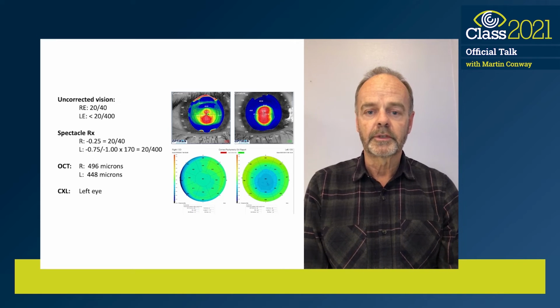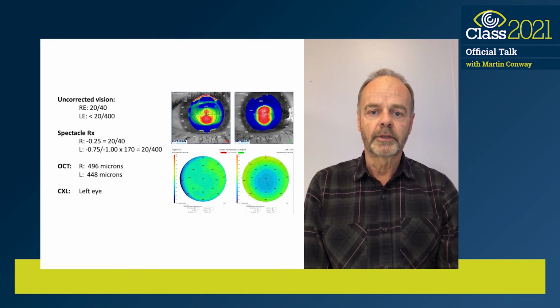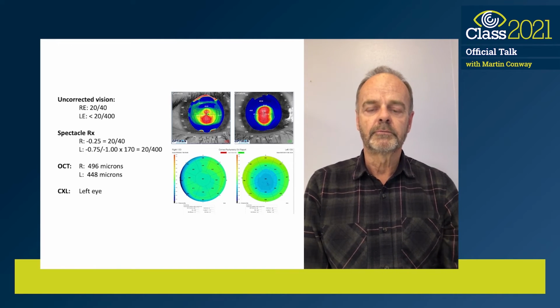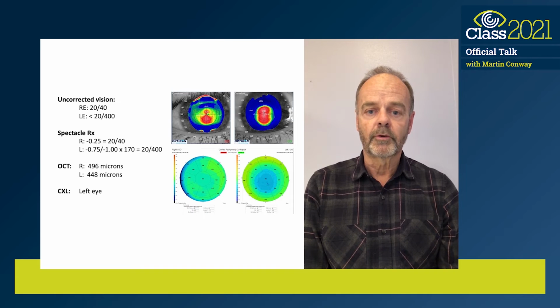The left one obviously a lot thinner than the right one, being 496 microns on the right and 448 microns on the left. About a year and a half ago he was cross-linked on the left eye, very successful, and that seemed to have stopped the development of further progression from the keratoconic condition in his left eye.